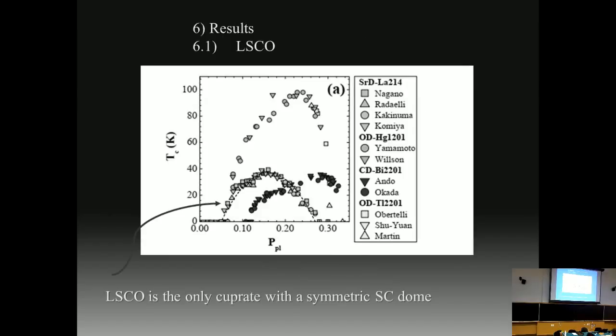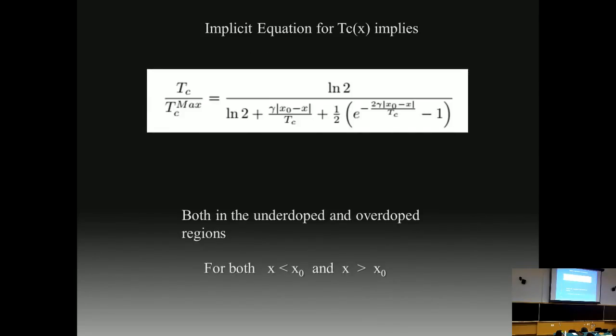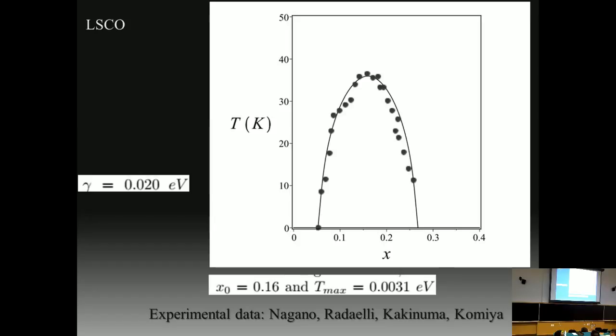We take this equation, we expand the hyperbolic cosine, and we get this, and we use the same equation both in the under and over doped regions. And then we plot this equation. So this is the result we obtain from the solution of that equation by adjusting gamma to this value. And these are the experimental data from these people.